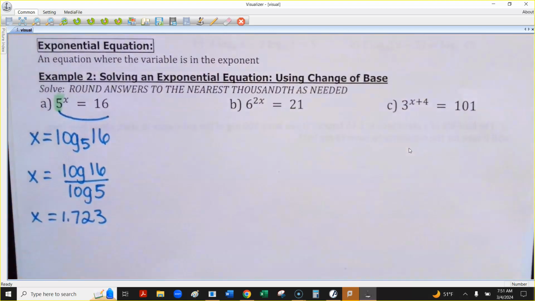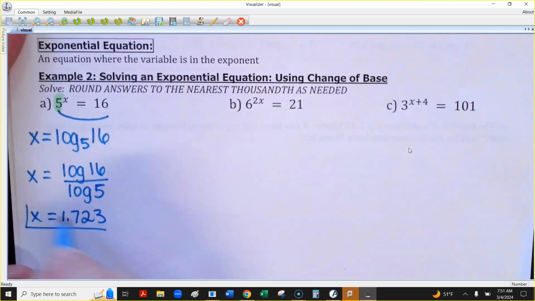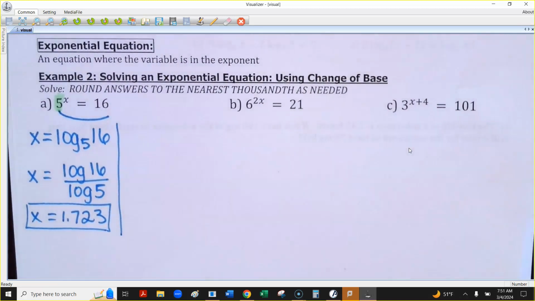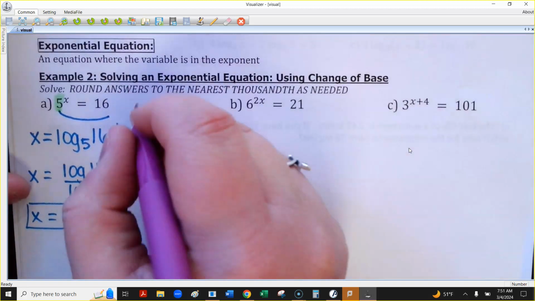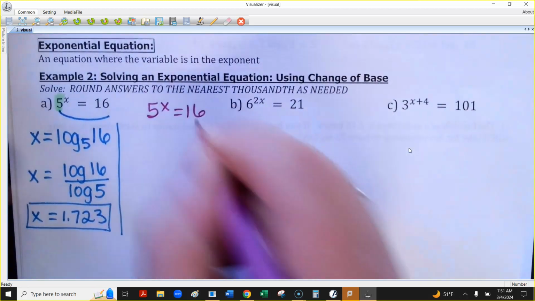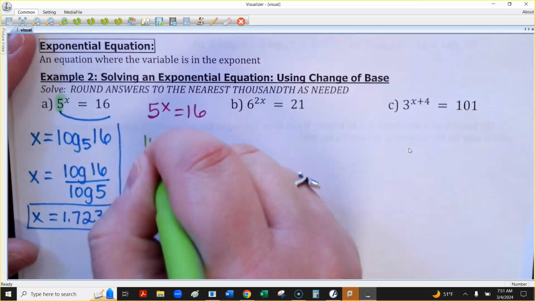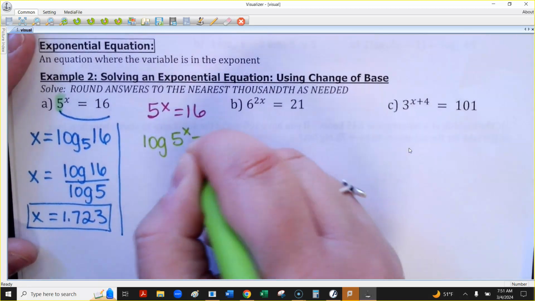Okay, now I want to give you another option. It's going to result in us doing the same thing, but I just want to give you another option. The other way you can solve this problem, so I'm just going to rewrite it real quick, is you can actually use log properties. To get rid of an exponential, it's just like division and multiplication undo each other, addition and subtraction undo each other. If you have an exponential, it's undone by a log. What you can do is take the log of both sides.